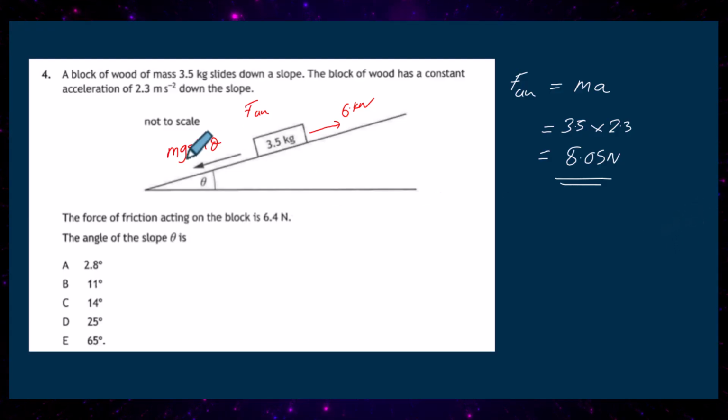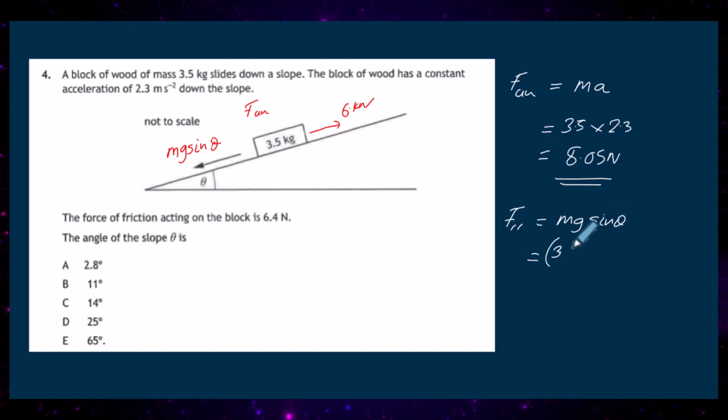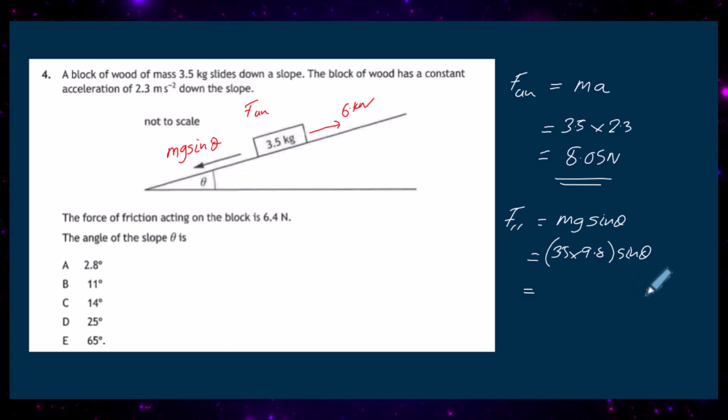All we need to do is find this force here, mg sin θ. So the weight component, as we call it, parallel to the slope, is equal to mg sin θ. And we know that mg is usually the weight. That's going to be 3.5 times 9.8. I'm going to get sin θ there. So we can find the value of that. It's going to be 3.5 times 9.8 times sin θ. We'll just leave it at the moment then.